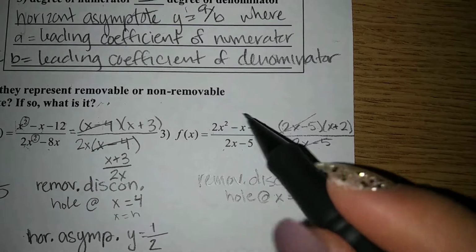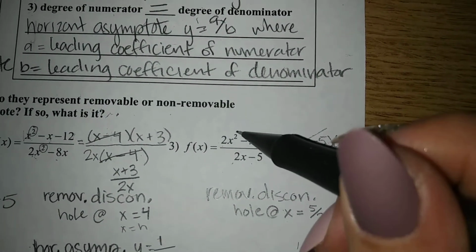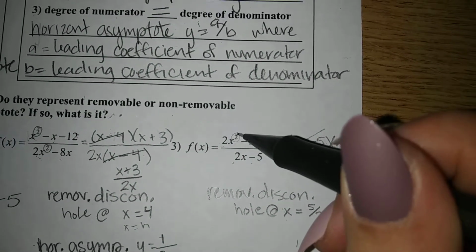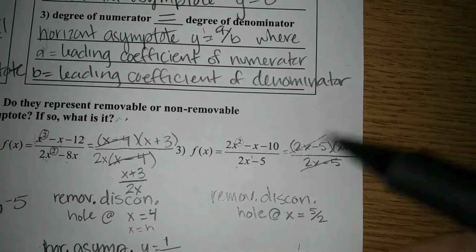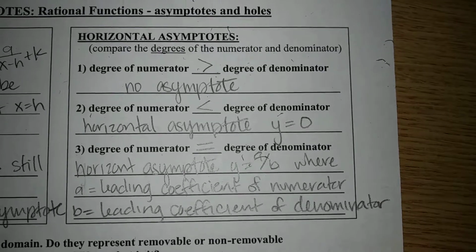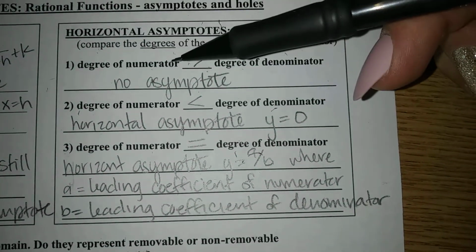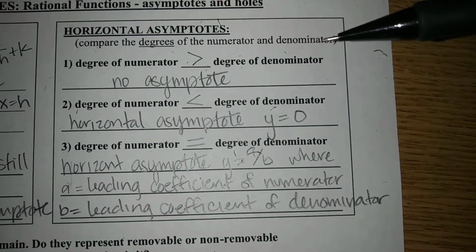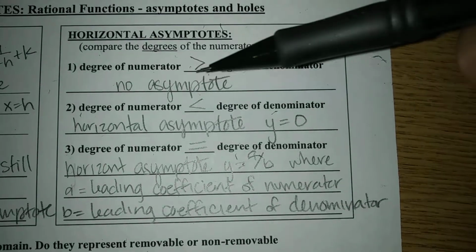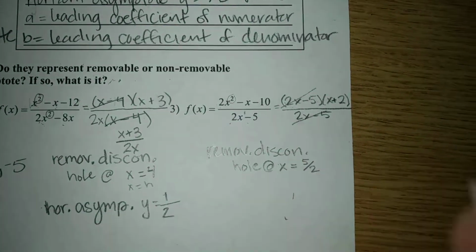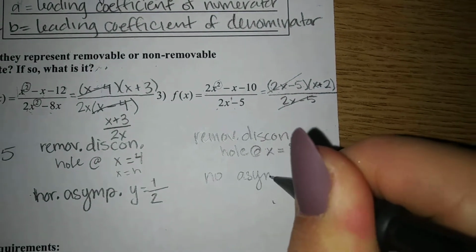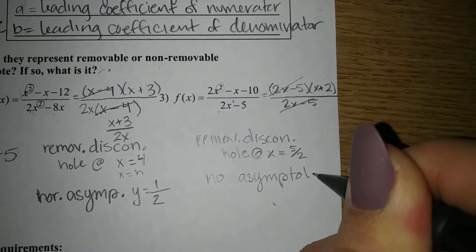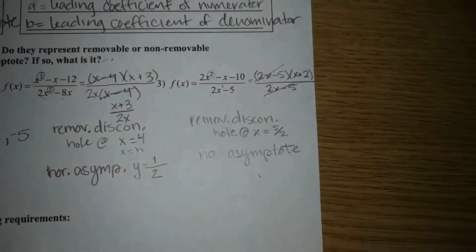And the degree of my numerator is 2. The degree of my denominator is 1. So when the degree of the numerator is greater than the degree of the denominator, there is no asymptote. So then I would write no asymptote.